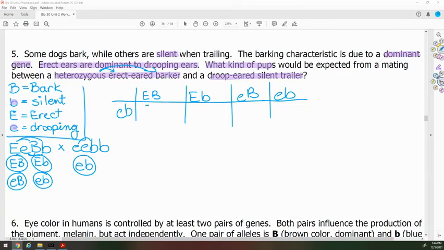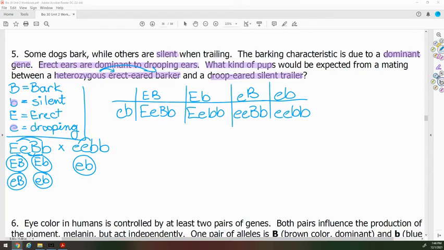Next, we're going to cross them or fertilize them. So we have a big E, little e, big B, little b for the first offspring, big E, little e, two little b's for the second offspring, two little e's, big B, little b, and finally all recessive. Let's write down the phenotypes right underneath them.